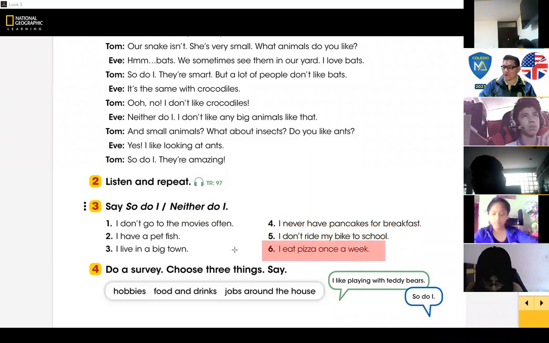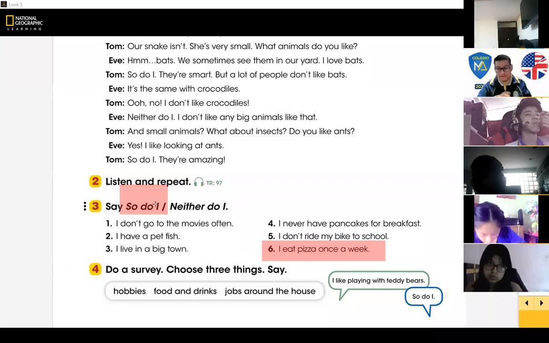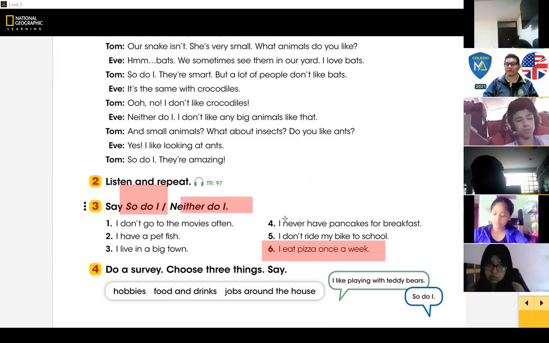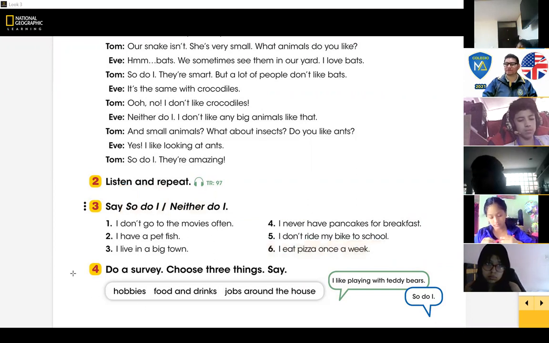I eat pizza once a week. So do I, ¿no? Recuerda, si quiero decir yo también o a mí también, so do I. Pero si quiero decir yo tampoco o a mí tampoco, I use neither do I. Don't forget.